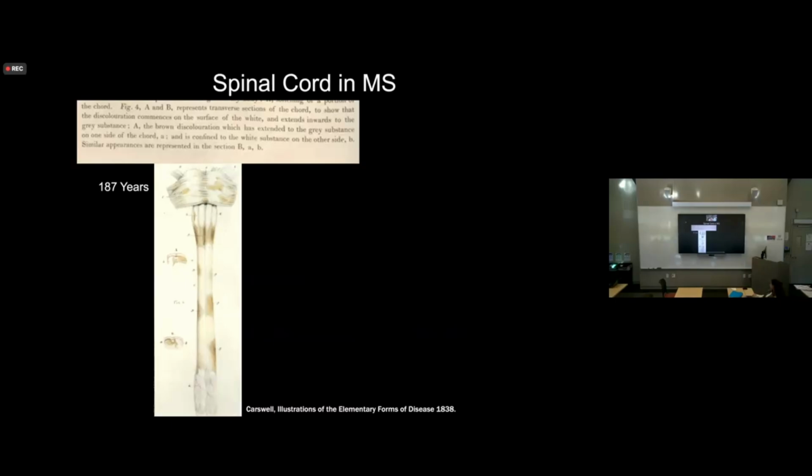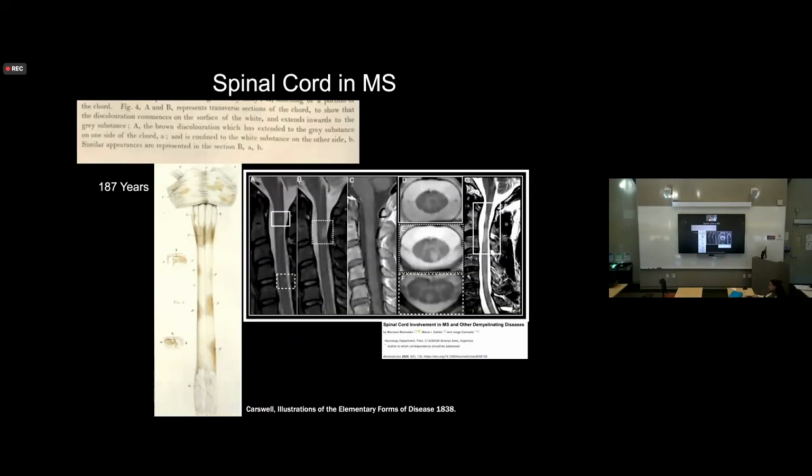But this is also one of the first mentions of lesions that don't necessarily spare the gray-white boundary. A lot of the pathological features we see in MS currently were sort of brought up about 187 years ago. And we see this in clinical imaging. We see this in research imaging. We can start to describe and delineate lesions.